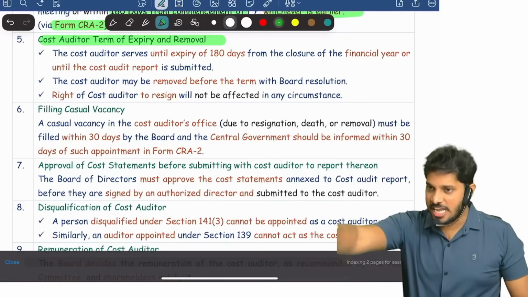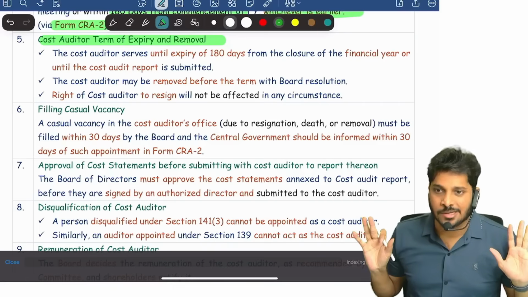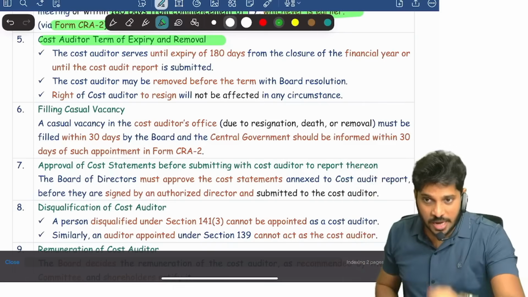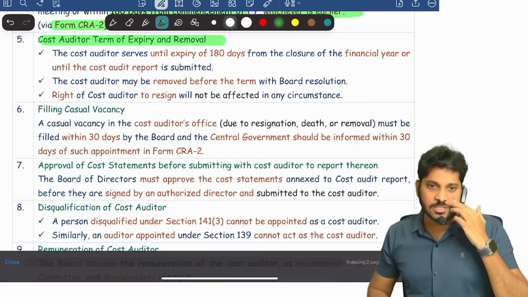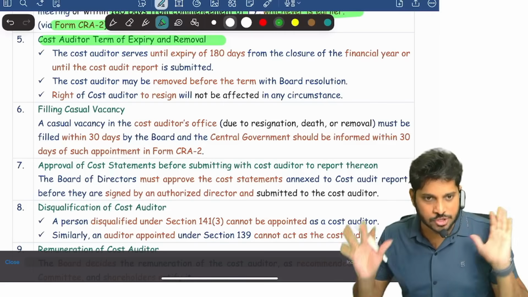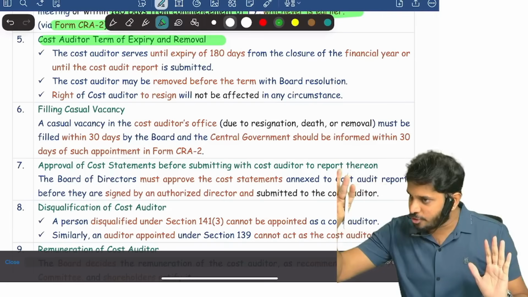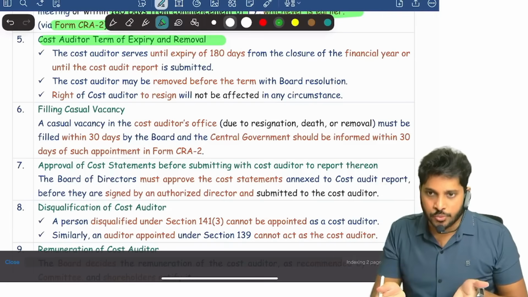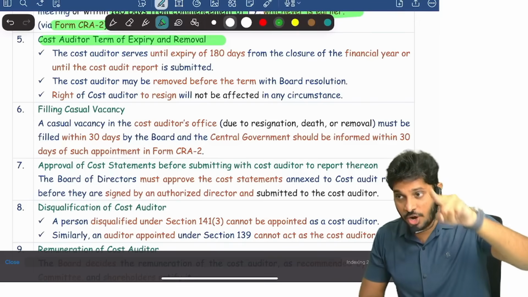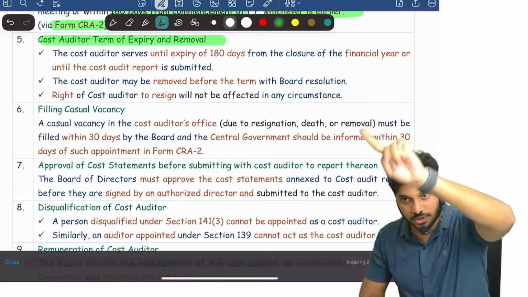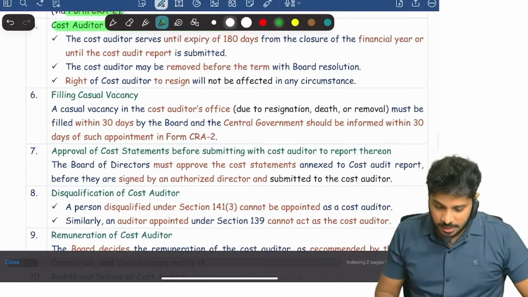Okay, until you submit the cost audit report, your appointment is valid, or the maximum tenure is 180 days from the end of the financial year. Many students simply write that the appointment is valid up to 180 days from the end of the year. Full stop. That's it. They'll expect 4 out of 4 or 5 out of 5 marks. They'll get only 2 because you are missing keywords. Until expiry of 180 days from the end of the financial year or submission of cost audit report. Dot. Clear? Now again remember.